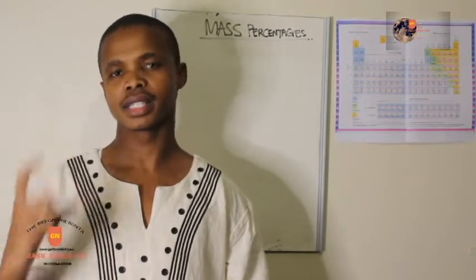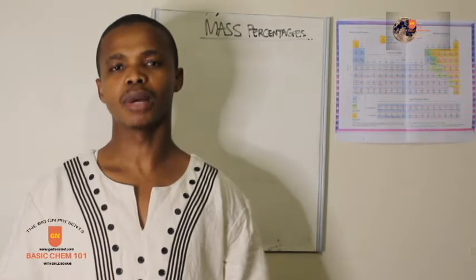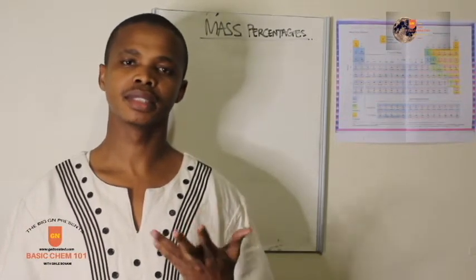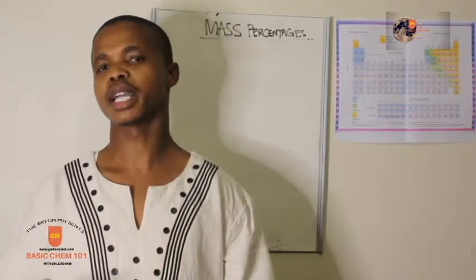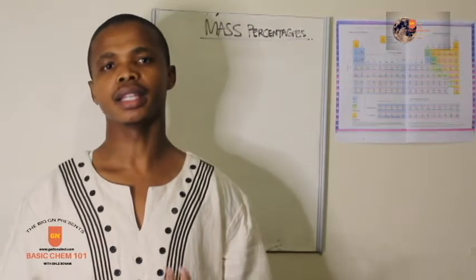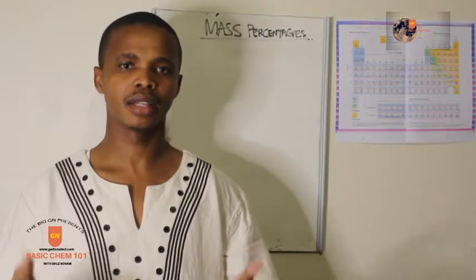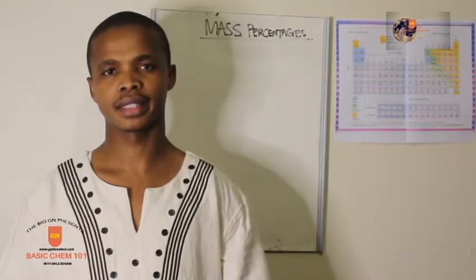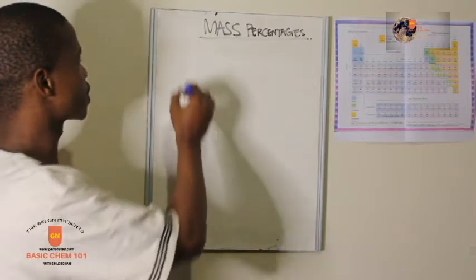Just knowing what is there, the elements that are there, that is your qualitative analysis. So if you have such an amount of a compound and different elements that make up that compound, you're going to want to know how much of each element is there in the compound. So that is your mass percentages.